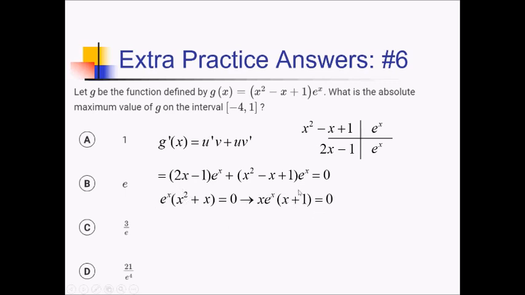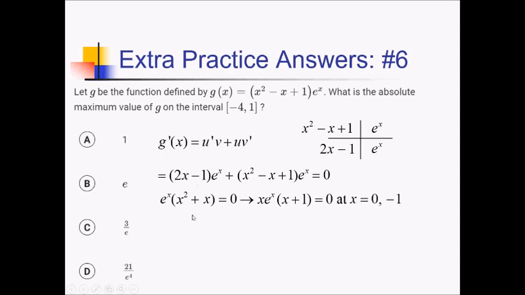Now, e to the x, there's no way you're ever going to get that to 0. But we do see that if we plug in 0 for x or negative 1, we can 0 out that equation. So those are going to be our critical values. Taking a look at where those fall, they are between the endpoints negative 4 and 1, so we do have to test them. At this point, we're going to plug all 4 of those candidates into g of x.